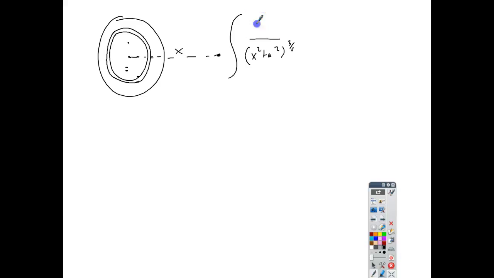K is KQ over R squared, cosine theta equals the electric field. Except that we write it down in terms of x's and a's. Can we do that? The form of it is K big Q x over (a squared plus x squared) to the 3/2.